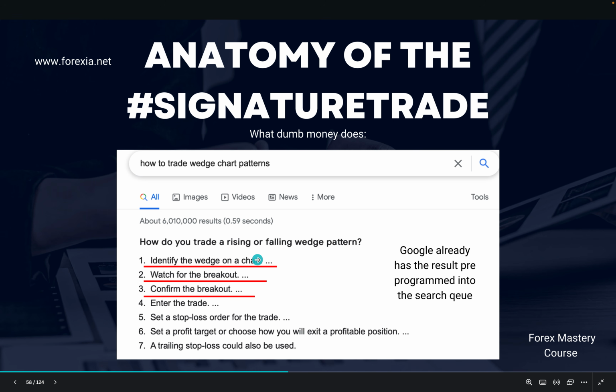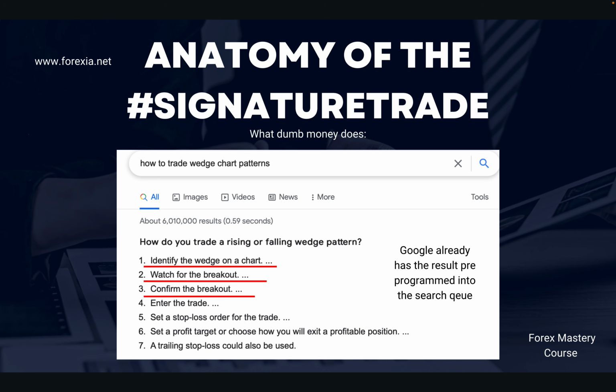Okay, identify the chart, the wedge or the triangle, on your chart. Watch for the breakout, confirm the breakout, enter the trade, set a stop loss, take profit, whatever, okay? The main three components of this is you're looking for a wedge, you're watching for the breakout, you confirm the breakout, and you enter the trade. So basically, you're just going with the trend, right? You're waiting for the breakout of this triangle, and then they tell you to either buy or sell with the breakout, okay?